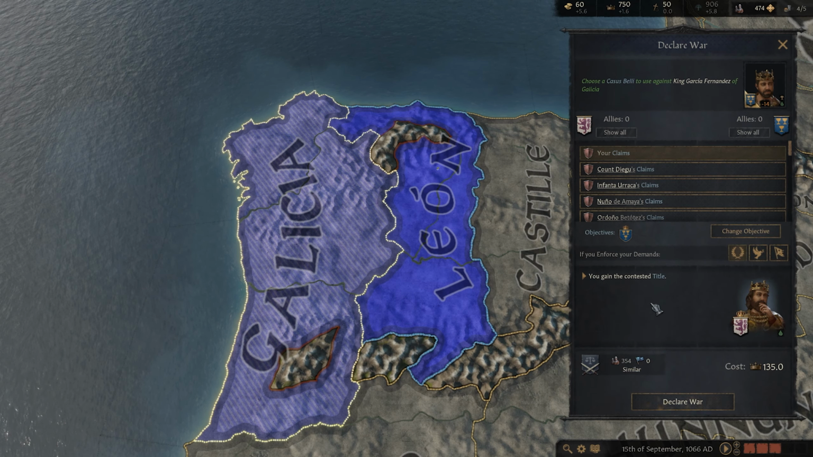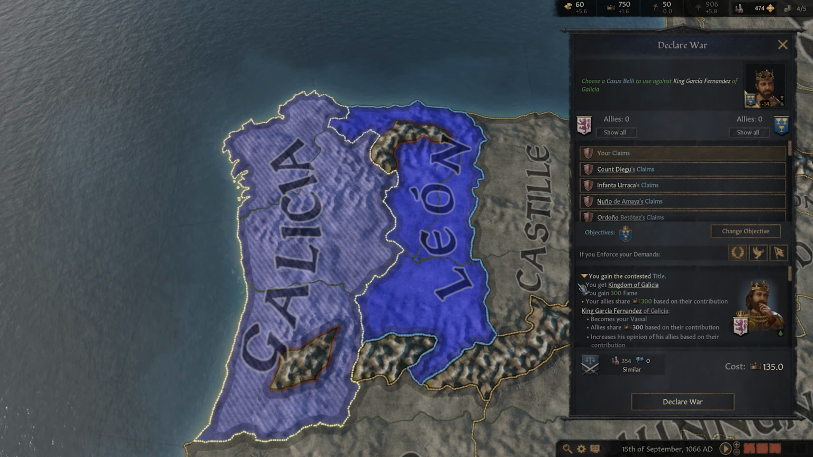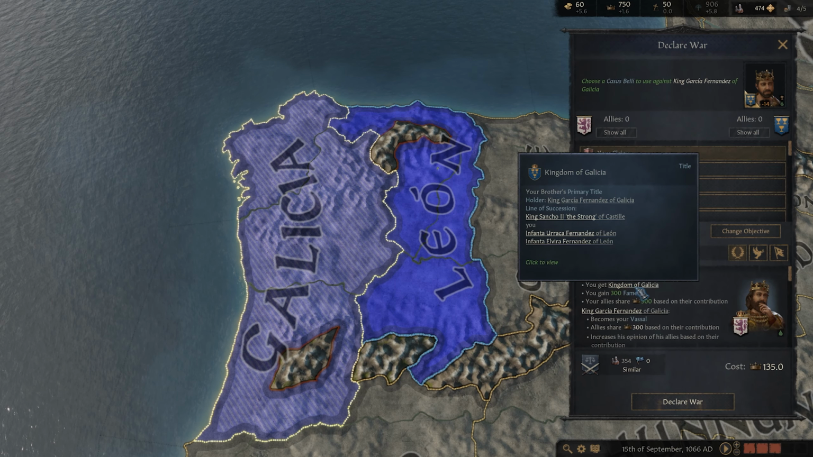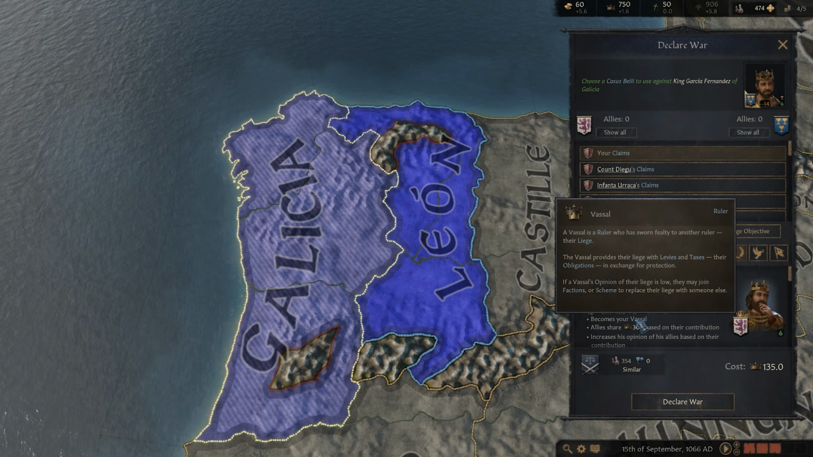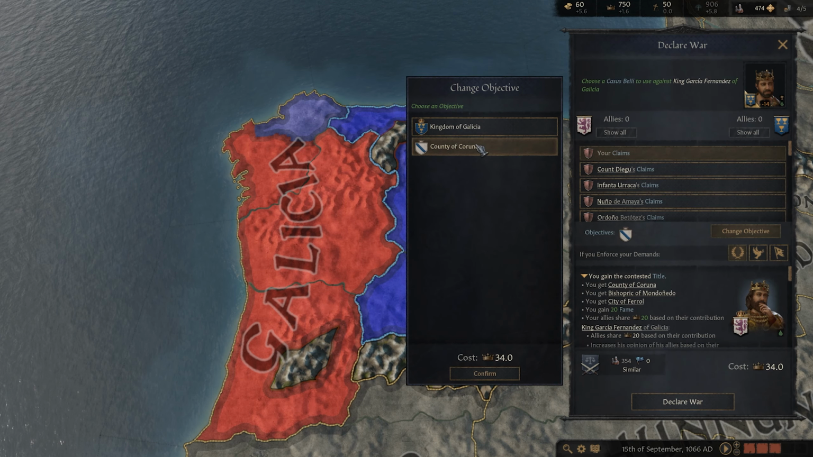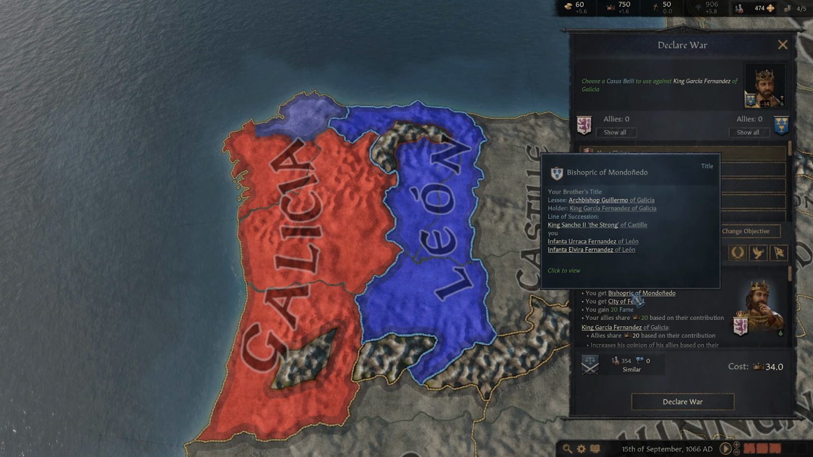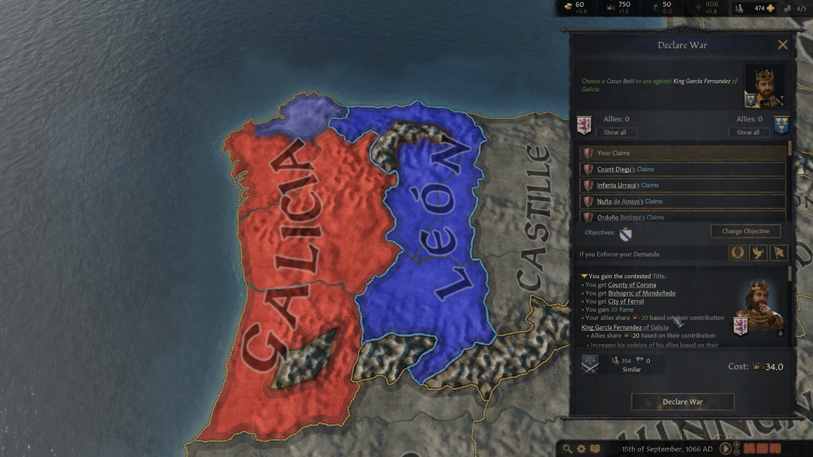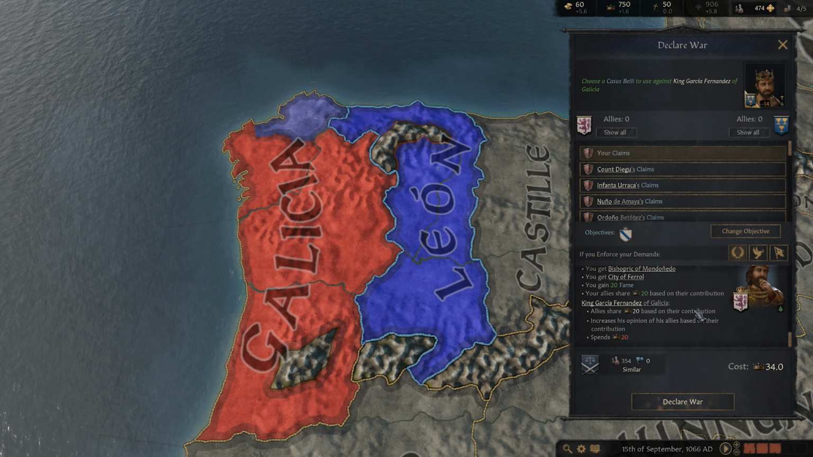If we look at Lyon, we can press our claim on Galicia. If you go into the info box below, you will see that we would gain the title of the Kingdom of Galicia, but King Garcia would become our vassal, meaning we personally would not receive any lands. However, if we changed our objective to the county of Coruna, we see that I will receive the bishopric and city of that county, which means that I gain them personally. So be sure you know exactly what you're getting into in either case.